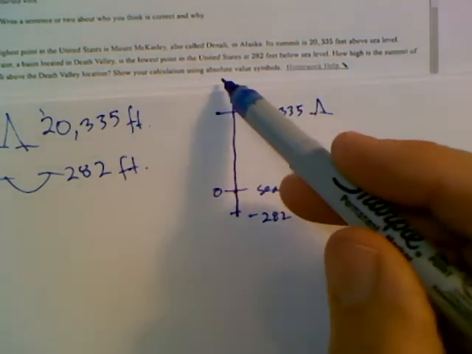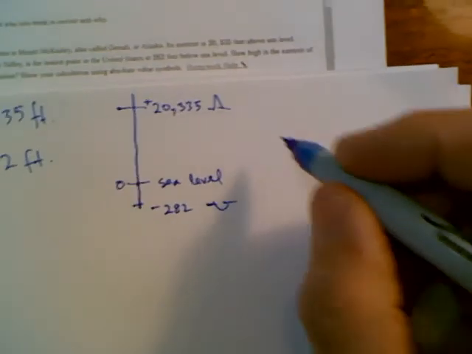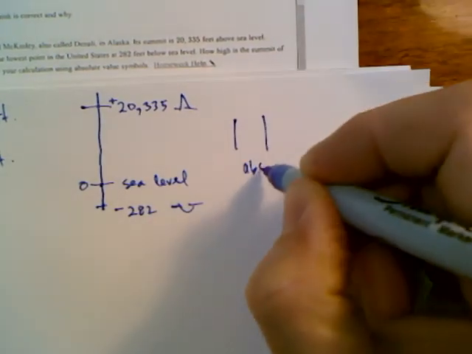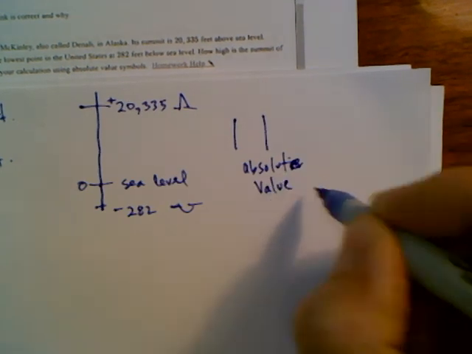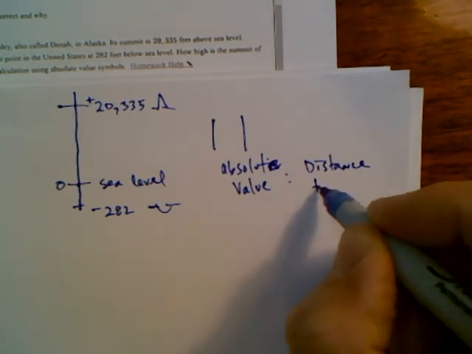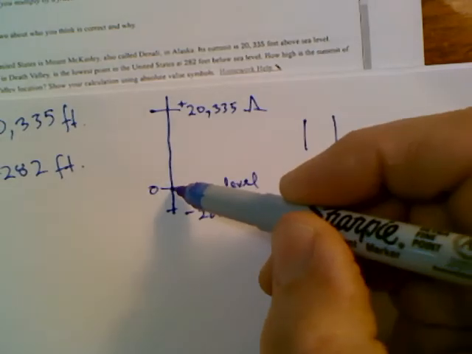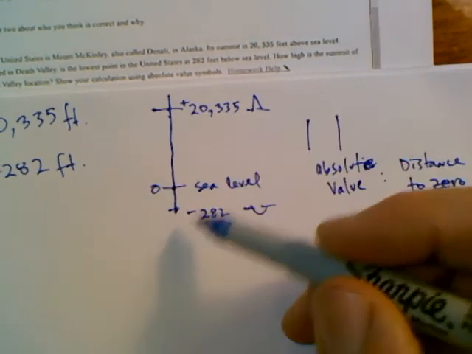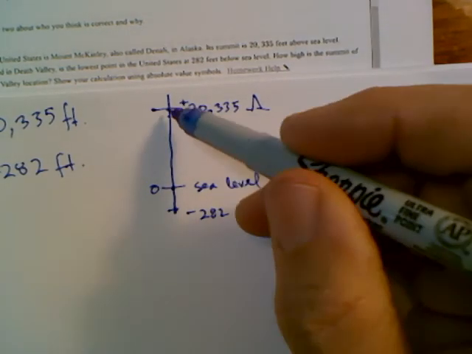The question says to show the calculation using absolute value symbols for the distance between them. So why absolute value? A little reminder, these little symbols mean absolute value. The definition of absolute value is the distance to 0. If I can figure out the distance from here to here, and then from here to here, my total distance would be how high the summit is above Death Valley. That's what I want to find out.